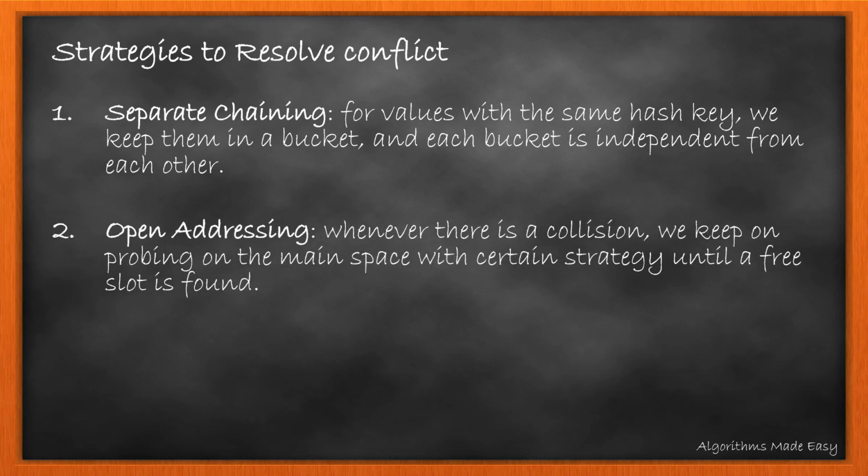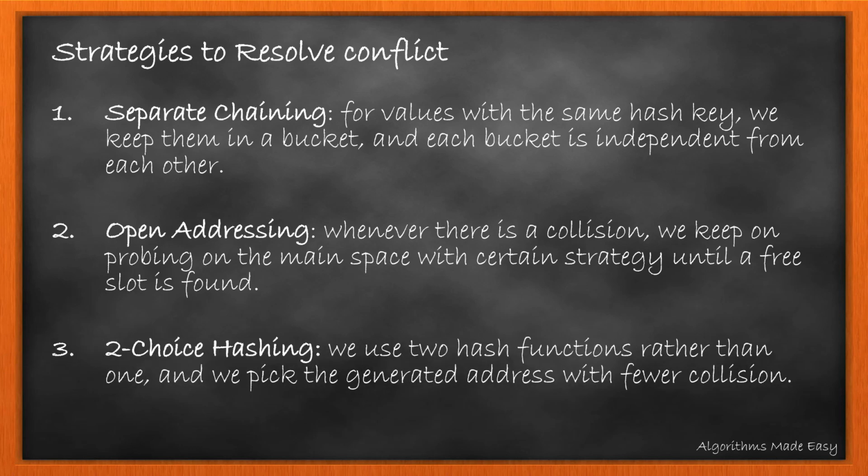Second strategy is open addressing. In this strategy, whenever there is a collision, we keep on probing the main space with a certain strategy until a free slot is found. The third strategy is called two-choice hashing, where we use two hash functions instead of one and we pick the generated address with fewer collisions.